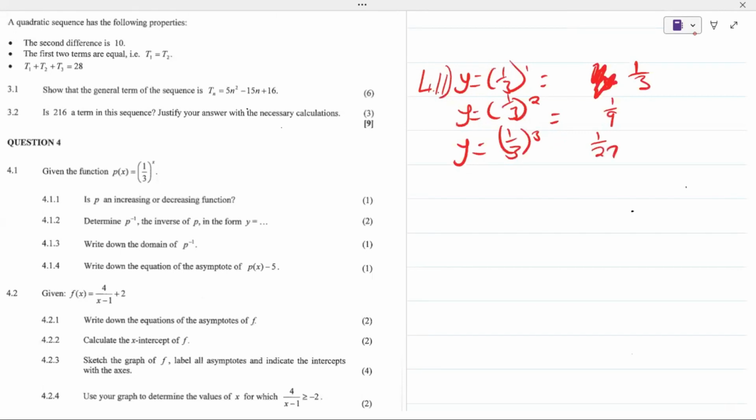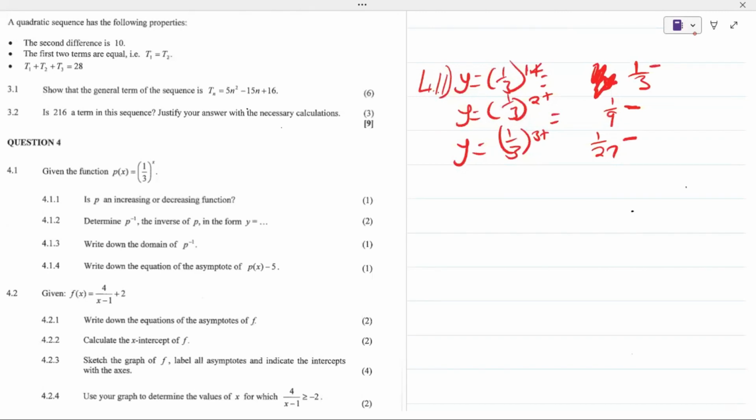And then here I'll have 1 over 27. So my x values are increasing because I'm going from 1, right? And then I'm going to 2 and 3, so they're increasing. But then for my y values, I start at 1 over 3, and then I go to 1 over 9, which is less than 1 over 3. And then I go to 1 over 27, which is less again. So my y values are decreasing.